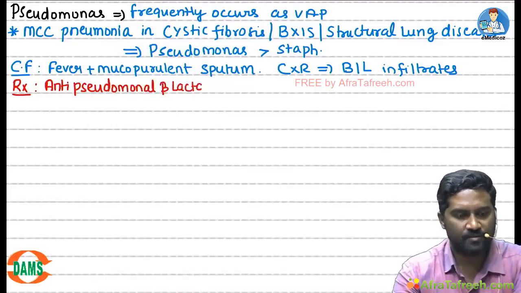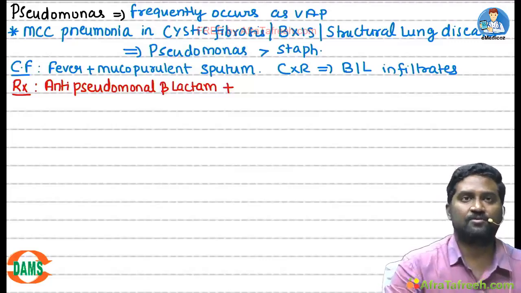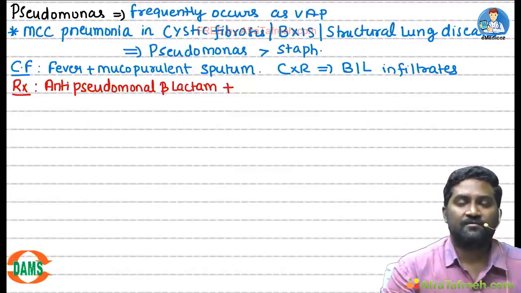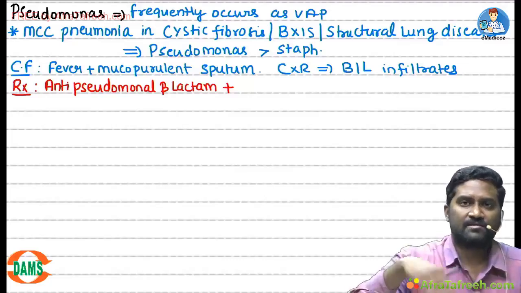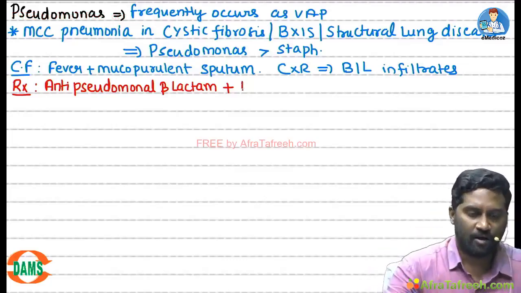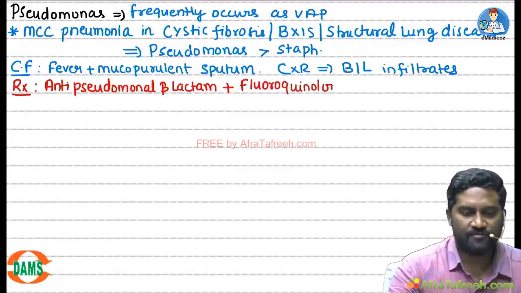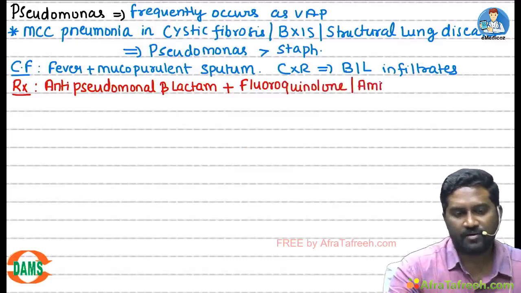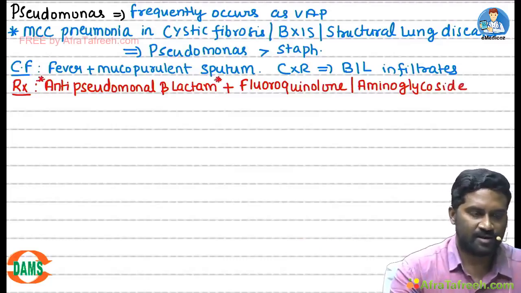What is an anti-pseudomonal beta-lactam? It is a beta-lactam with activity against Pseudomonas. What are the important names? We have piperacillin tazobactam, cefoperazone sulbactam, meropenem. So all these higher beta-lactams will be required for treatment of Pseudomonas. Along with that, you should add a fluoroquinolone or aminoglycoside. Most important will be the anti-pseudomonal beta-lactam.